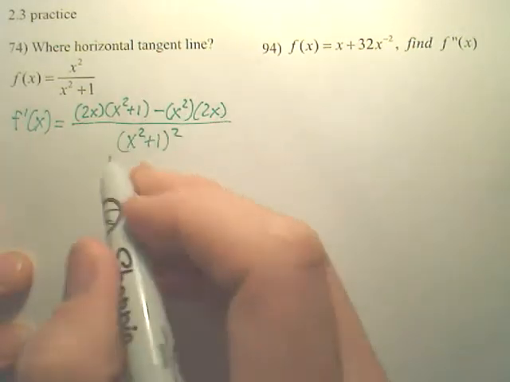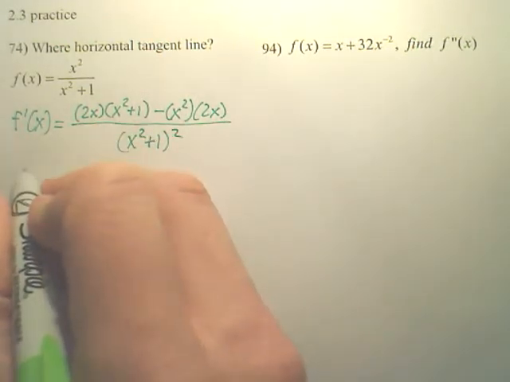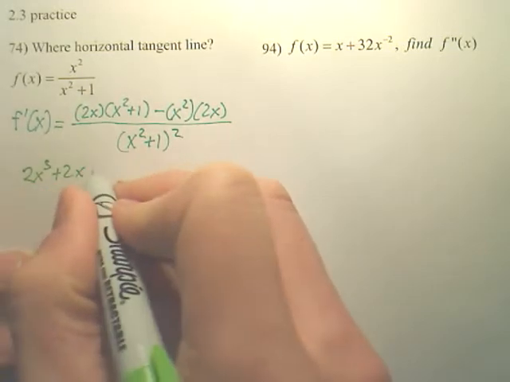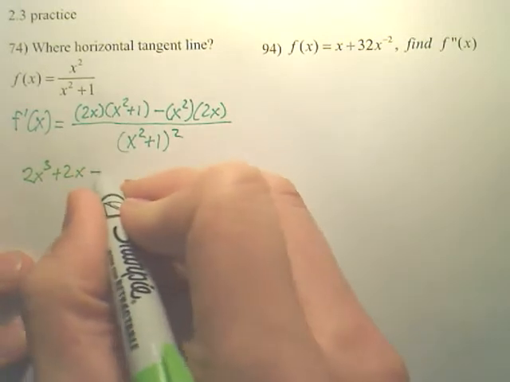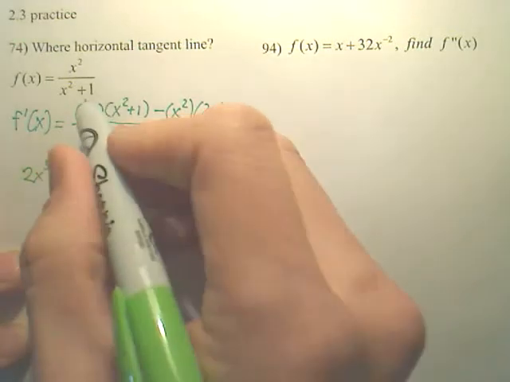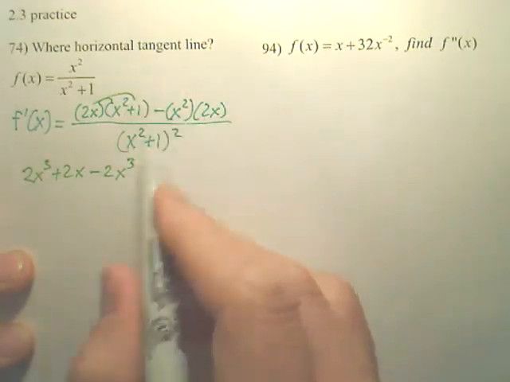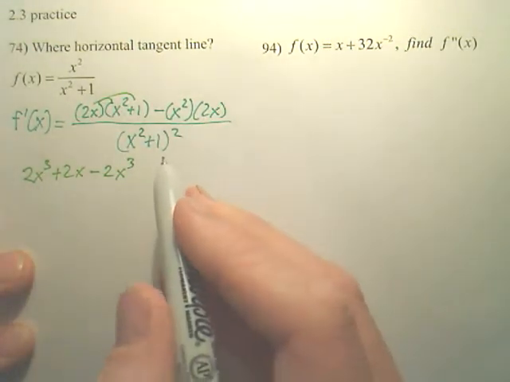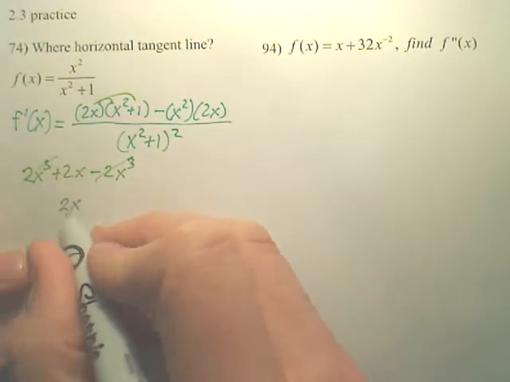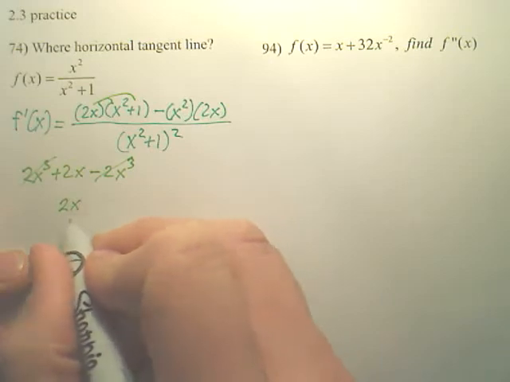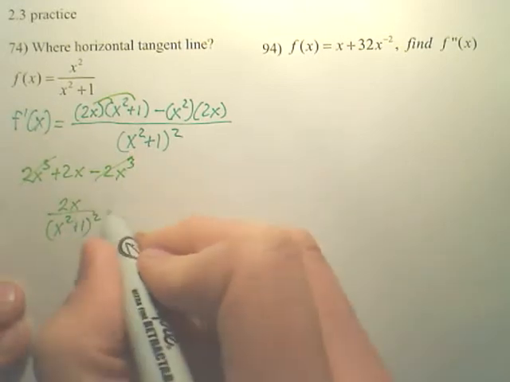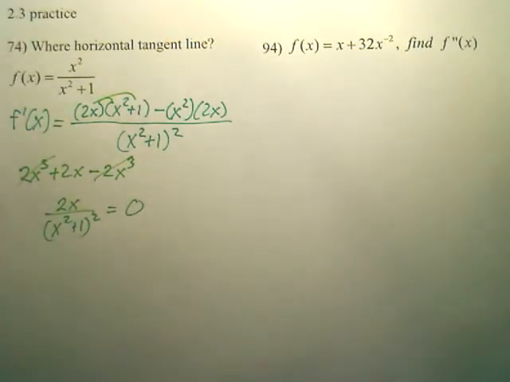So let's simplify the top. It looks like we're going to get 2x cubed plus 2x. And this looks like it's going to be minus 2x cubed. So when I distribute this and this, I get this, which simplifies to just 2x, over x squared plus 1 squared. That's the derivative. And I want to set that equal to 0.